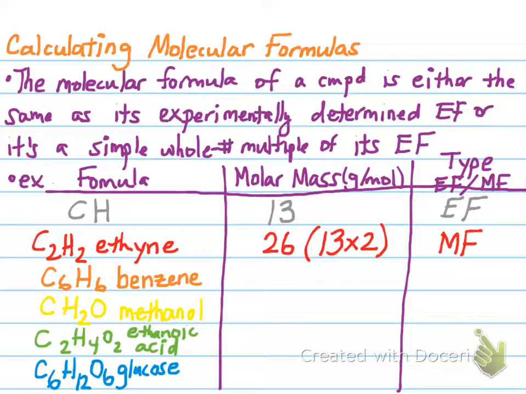All right, let's look at benzene. 6 carbons at 12 apiece plus 6 hydrogens at 1 apiece gives us a molar mass of 78. Again, its empirical formula would be the CH. And if I take 13 and multiply it by 6, I get 78. Right? And what would I have to do to CH to get C6H6? I'd multiply it by 6. This again is a molecular formula.